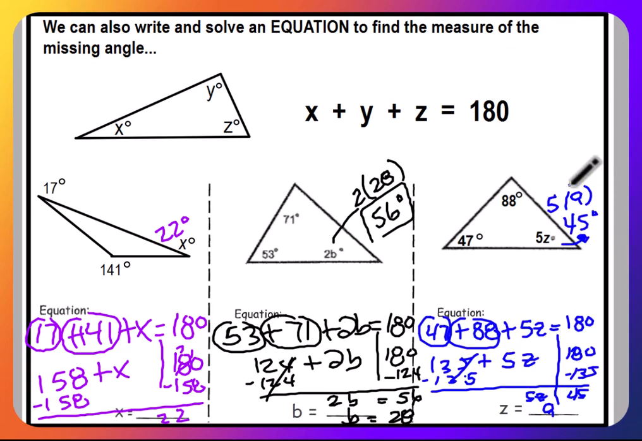Okay, did you get that the missing angle measurement was 45 degrees? If so, great job. If not, double check. When you solved your equation, did you get z equals 9? If not, take a look at the work done down here to see where your mistake was made.